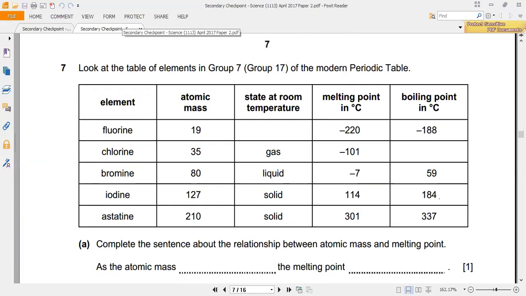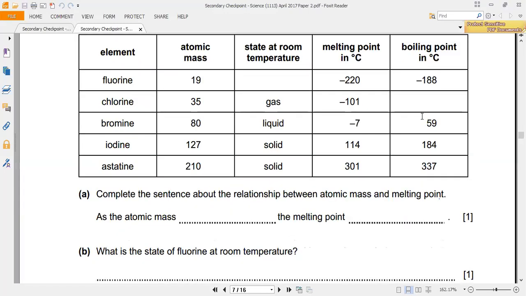Question number 7. Look at the table of the elements in group 7, group 17, of the modern periodic table. Element, atomic mass, state at room temperature, melting point in Celsius, boiling point in Celsius. Complete the sentence about the relationship between atomic mass and melting point. As the atomic mass, what? The melting point, what? You have to mention here. Atomic mass increases and the melting point also increases.